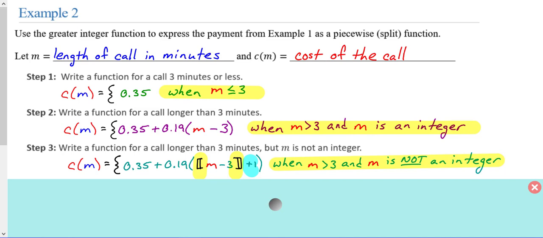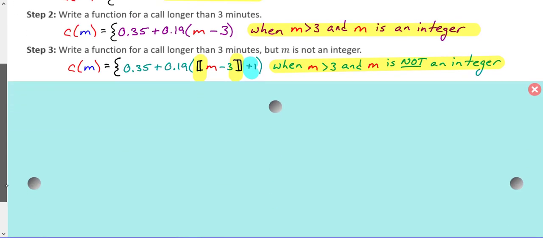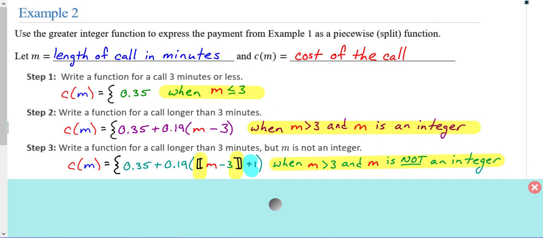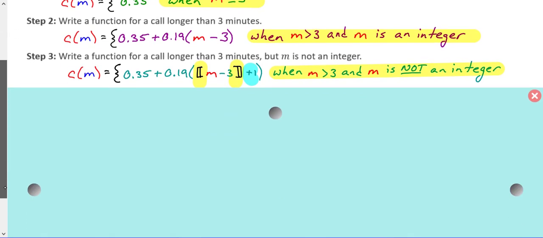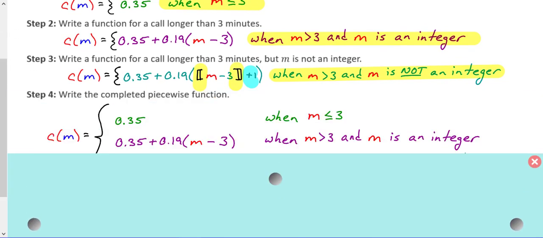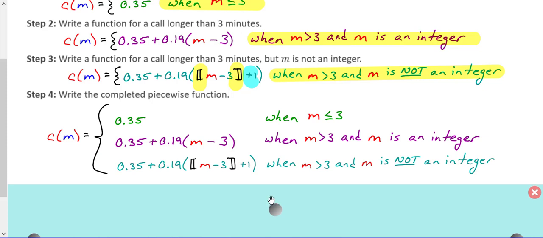The last step would be to combine all 3 of the functions together. And you put them all with a big bracket on the left. You make sure that you incorporate your conditions with each line that it matches.